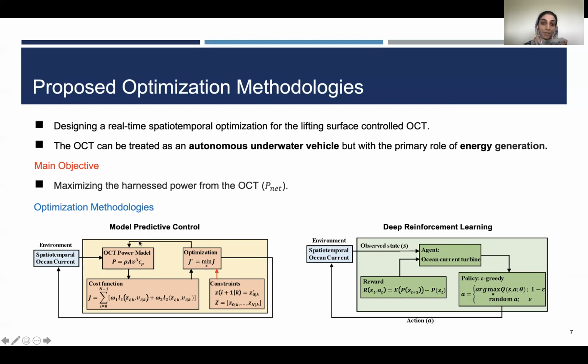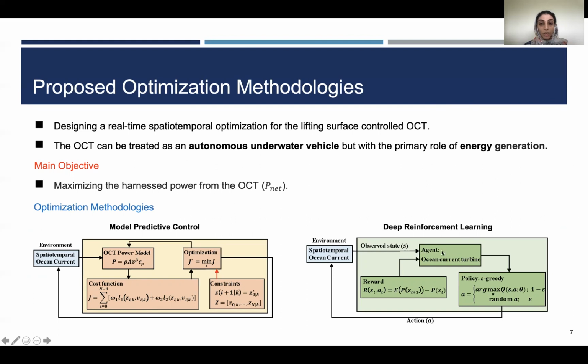The first one is the model predictive control. For the model predictive control, we should at first define the cost function and then solve the cost function in the optimization problem due to operational constraints. But in the second approach, we just consider the learning-based one.